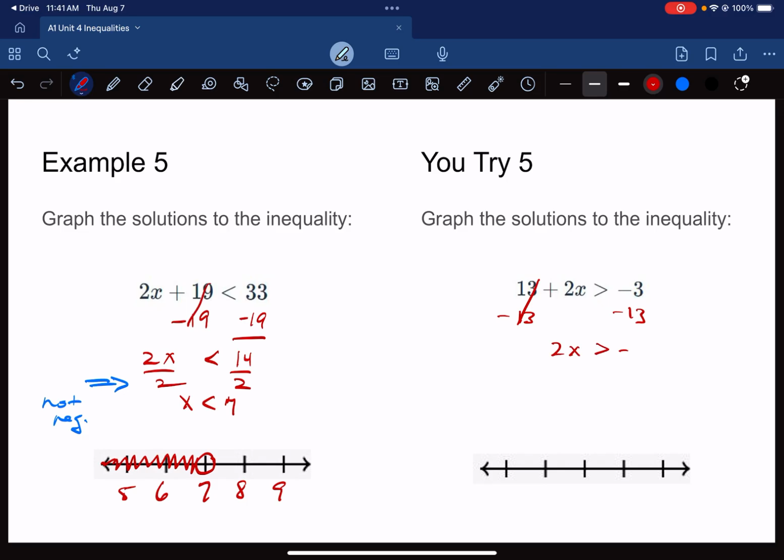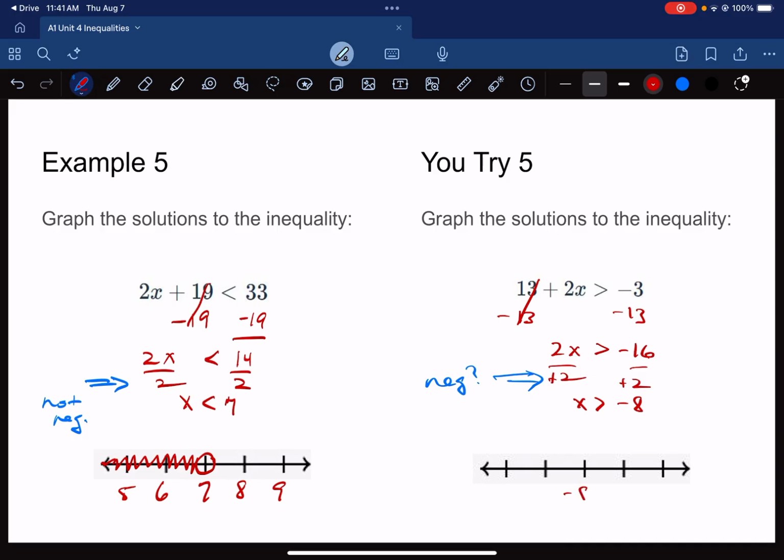Negative 3 minus 13 is negative 16. Then I'm going to divide by 2. And I get x and then negative 8. And I have to ask myself the question, was this number negative? No, it doesn't matter that the answer came out negative. The question is what you divided by was not negative, okay? You divided by a positive 2, so your inequality sign stays the same.